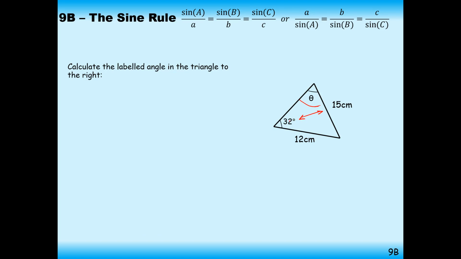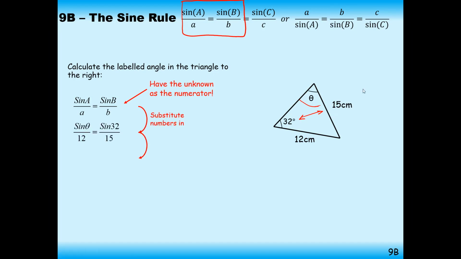15 is opposite 32, so the sine rule applies. We're looking for an angle, so we're going to take the sine rule where the sines are on top of the fraction rather than in the denominator. So you're just going to substitute into the formula. This question has one extra step at the end, because you have to take the sine inverse of both sides.